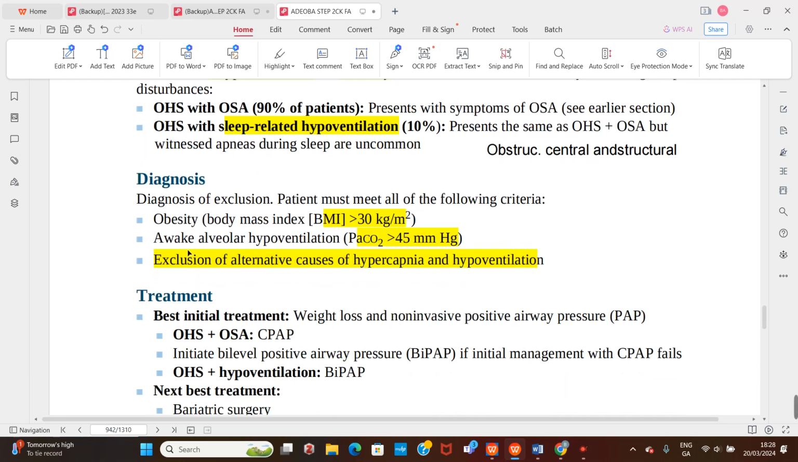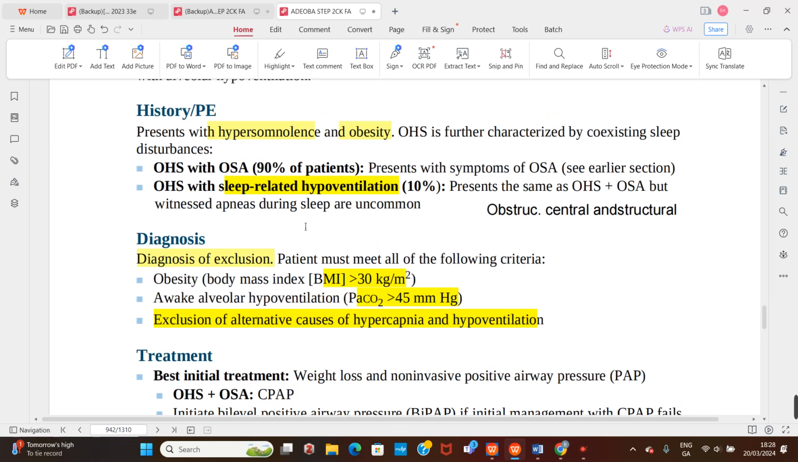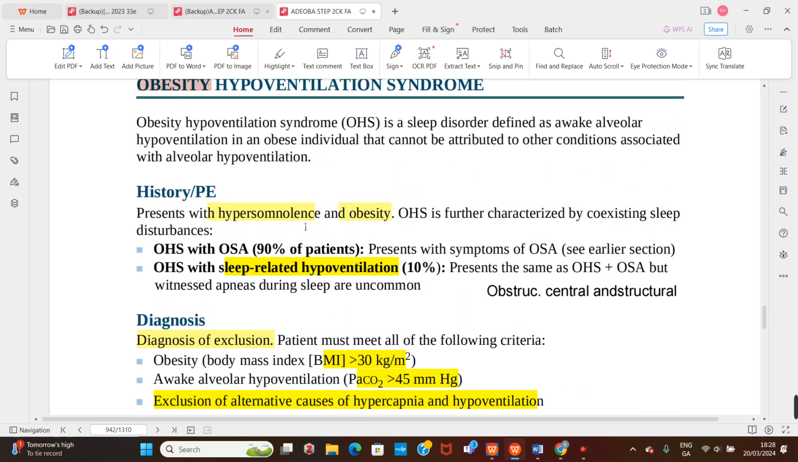So it's a diagnosis of exclusion. Sorry to take you back. You were trying to say something before you were interrupted. You were trying to explain the difference between obesity hypoventilation and that of OSA. Could you just comment?